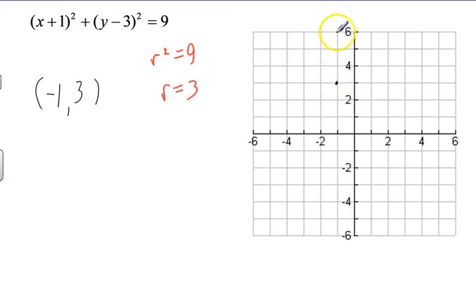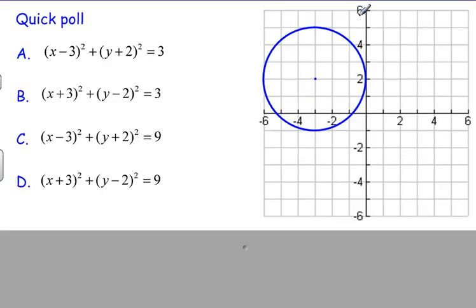So I'm going to go up 3, to the right 3, down 3, to the left 3, and then draw my beautiful circle. So, wasn't so great. I kind of missed a point or two there. Try to go through the points if you can. So I've got my circle.